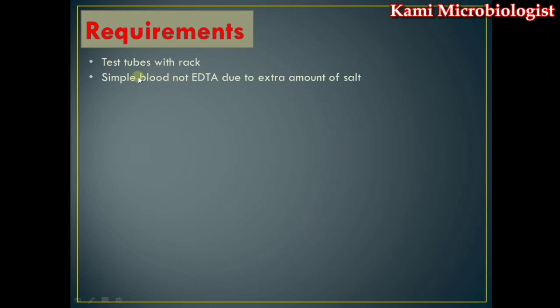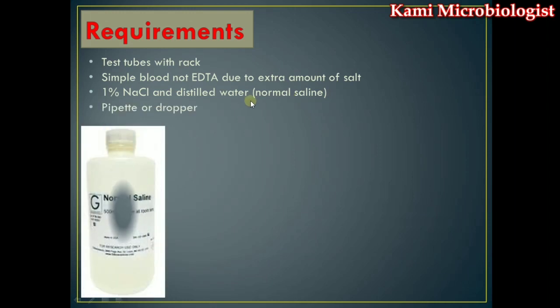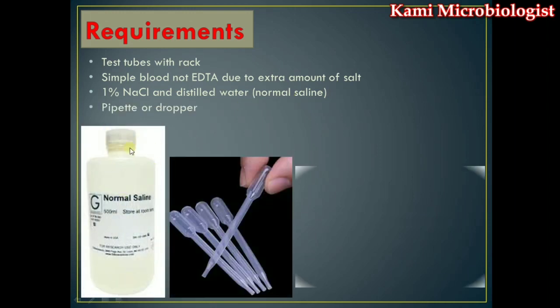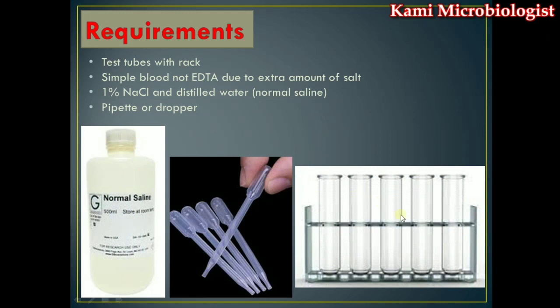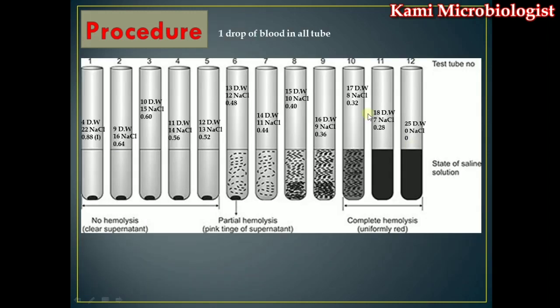Mostly we take the blood in a simple tube, and then we have to keep it in an ice box to prevent clotting. Then we need 1% NaCl solution and distilled water, or we can say normal saline. We need a pipette or dropper. So these are the normal saline, droppers, and test tubes with racks. These things we need.